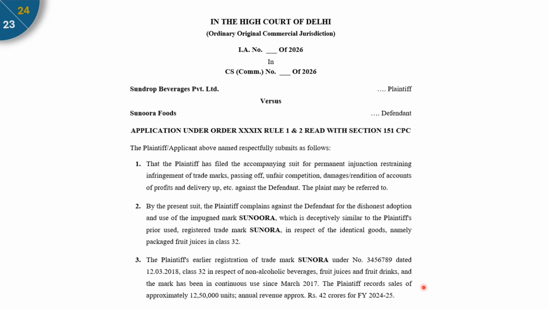So why do we include sales in an interim application at all? Because goodwill is not just a word you assert. It is something you prove with evidence a judge can actually weigh. And a court is far more likely to protect a mark that is clearly generating real commercial value than one that exists only on the certificate. So this is your prima facie case, made concrete with numbers instead of adjectives.